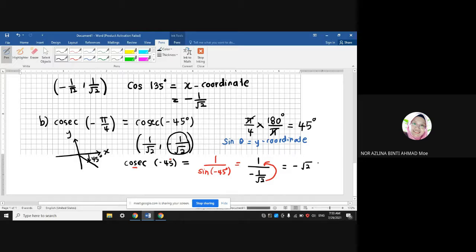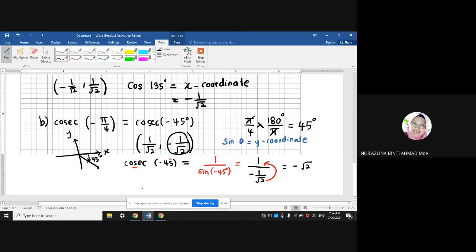First we state the position of the angle, then we read the coordinate. Then we simplify. Okay, cosecant is 1 over sin. Then we substitute the value of sin using the y coordinate. Then we simplify the final answer. Okay, next.